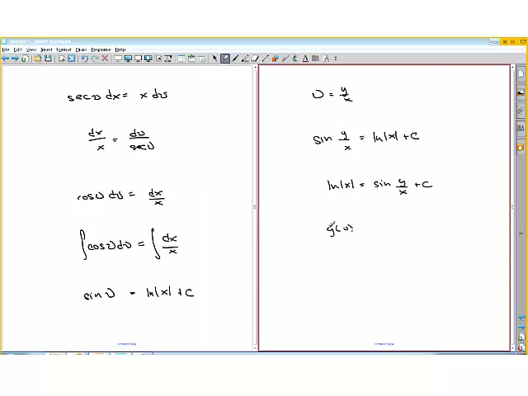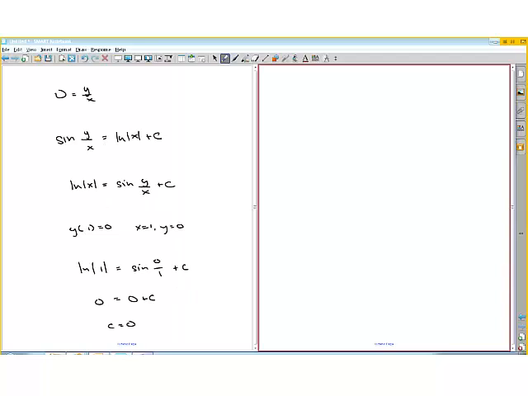The initial condition was that y of 1 equals 0. So that means when x equals 1, y equals 0. So we get the natural log of the absolute value of 1 is equal to the sine of y over x plus c, with y being 0 and x being 1. So that's the sine of 0, and the sine of 0 is 0. The natural log of 1 is 0, so you get 0 is equal to 0 plus c, or c is equal to 0.